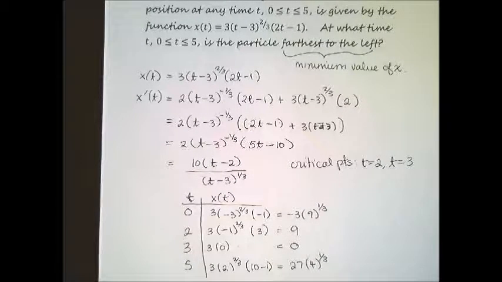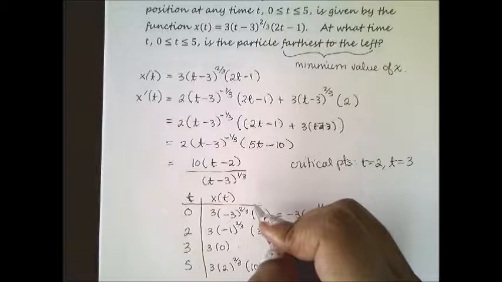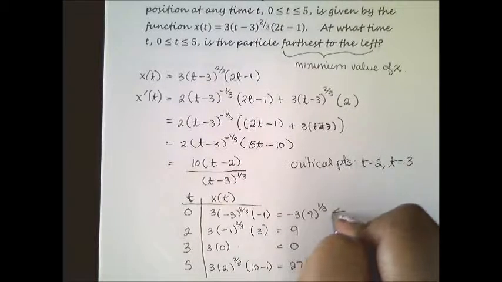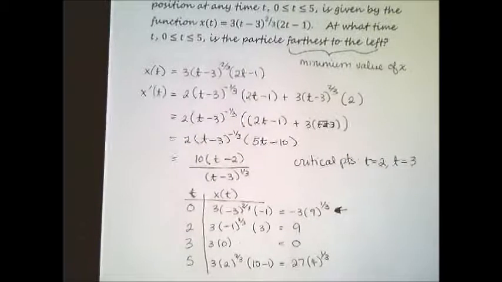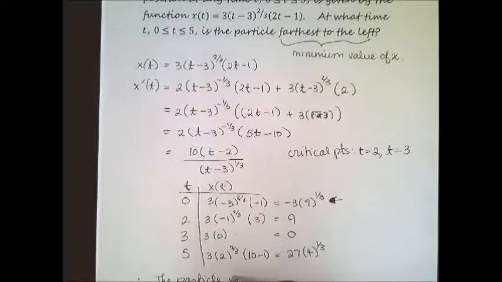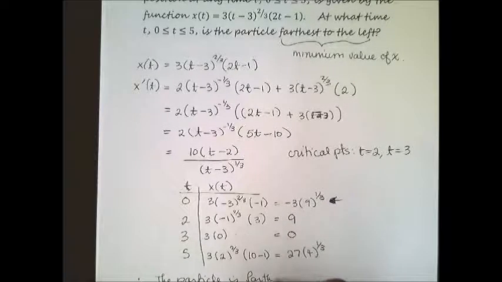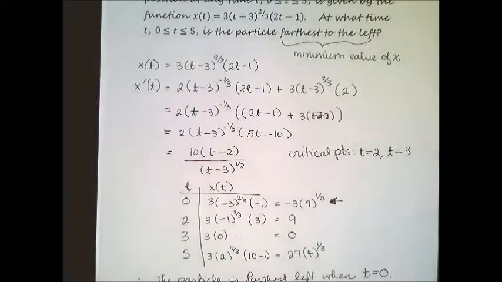And I'm looking for when it's farthest to the left, and so that actually happens, let me go back and check my arithmetic again, yeah, that actually happens here at this endpoint. That's the smallest of the 4 values. So therefore, the particle is farthest left when t is equal to 0.